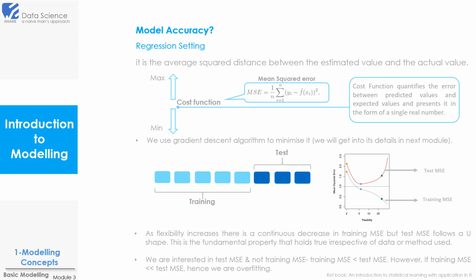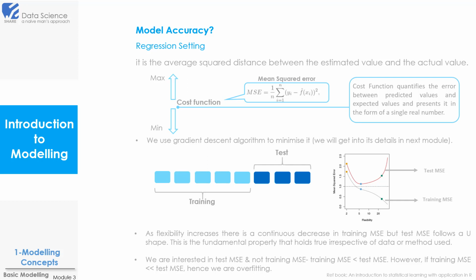Also, we are interested in test MSE and not training MSE because training data is used for building the model. So the performance of model will always be better on training data. So as a rule, training MSE will always be less than test MSE. However, if training MSE is very less than test MSE, then something is fishy and it means we are overfitting and hence we need to relook into our model. So this was the case of model accuracy in case of regression setting.